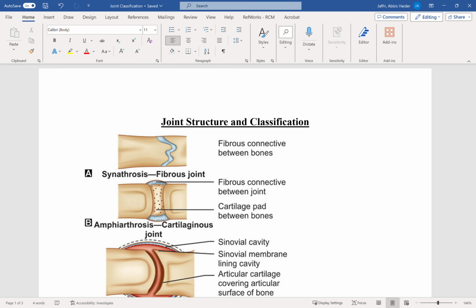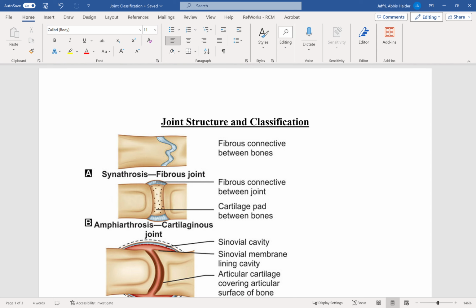One thing we're going to talk about is joint structure and function, and also the classification of the joints. So basically, we're talking about human motion, and the motion in the human body is produced at joints. So it is very important for us to understand the joint structure and the classification.